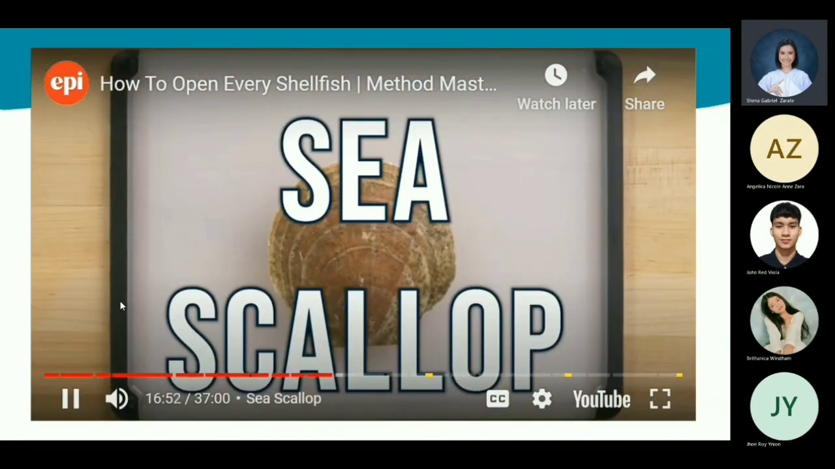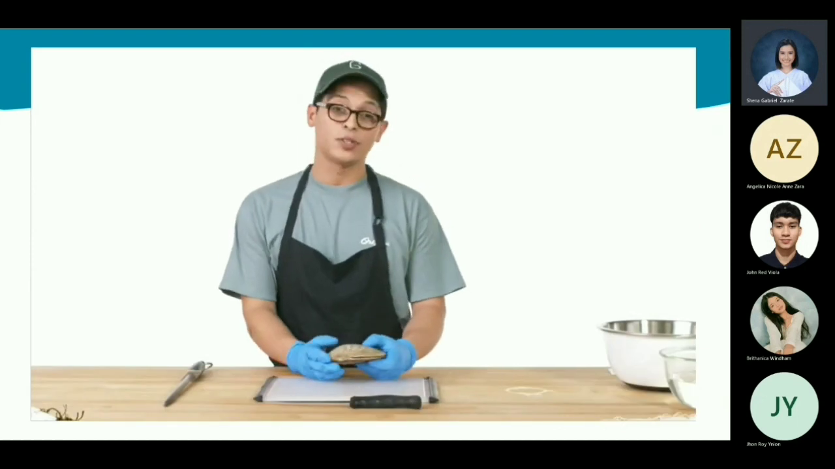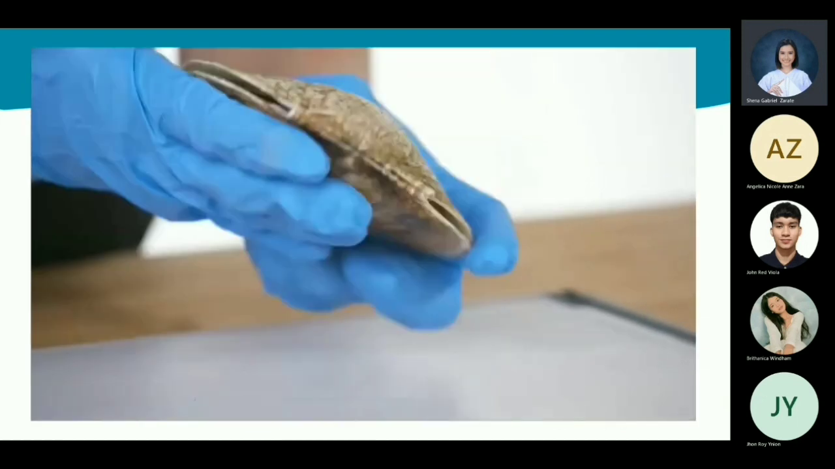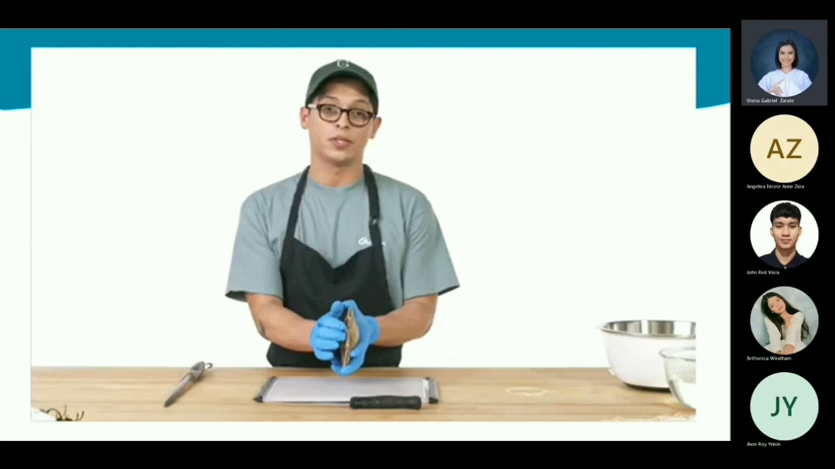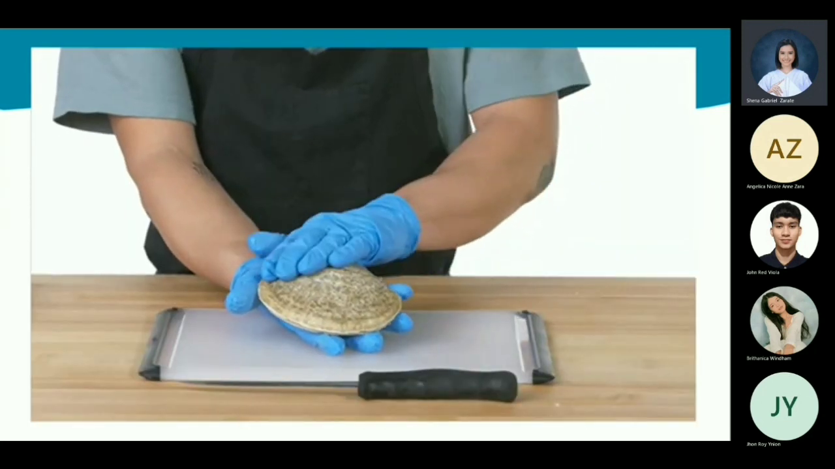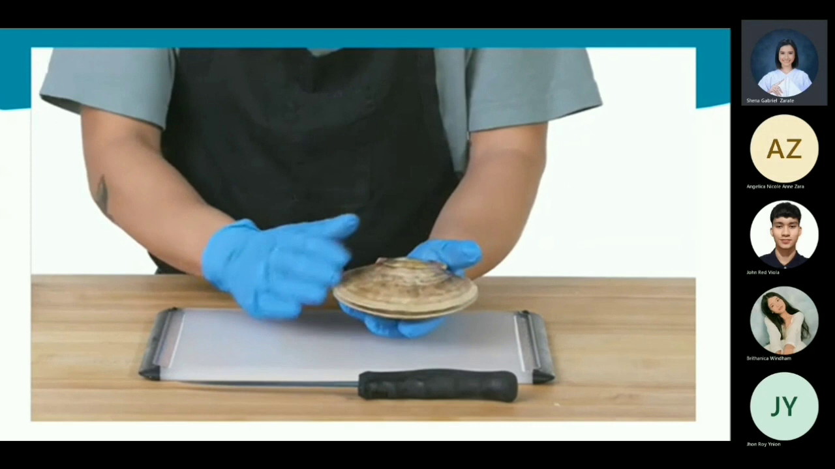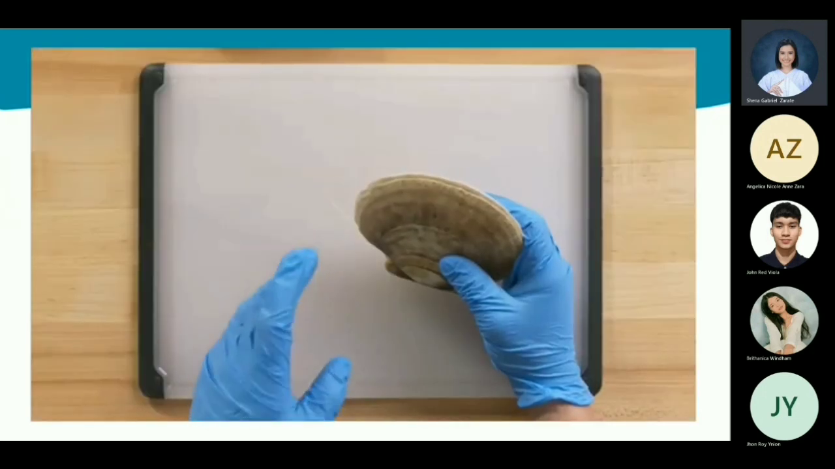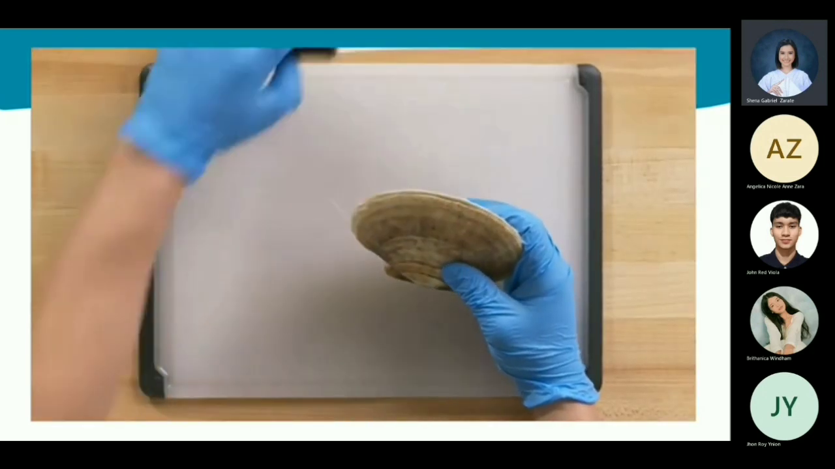Sea scallop. Live sea scallops are bivalves, which essentially means they have two shells, a top shell and a bottom shell, which are joined right at the end with a hinge. Locate the top shell, which is always going to be more rounded, and the bottom shell will always be a little more flat. Enter the scallop in from the back shell, not the top shell.